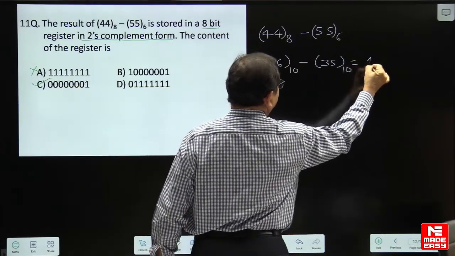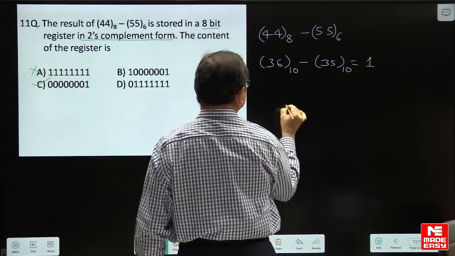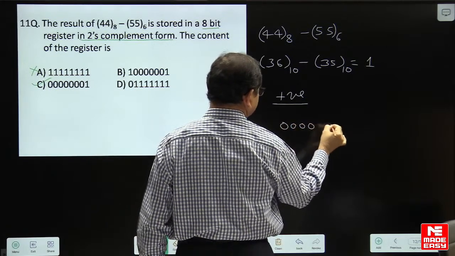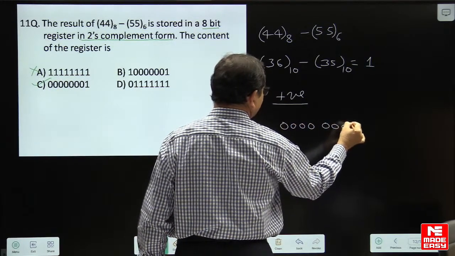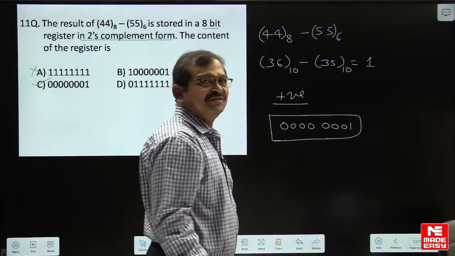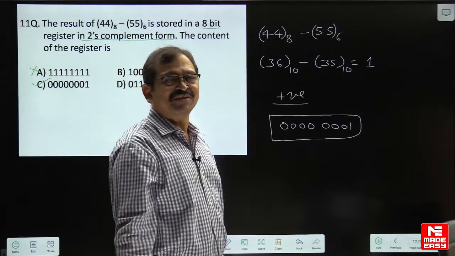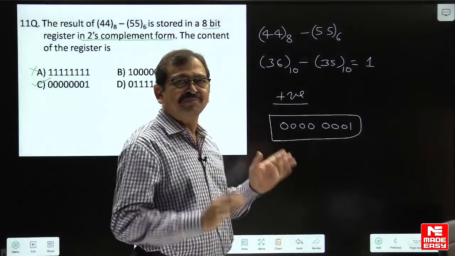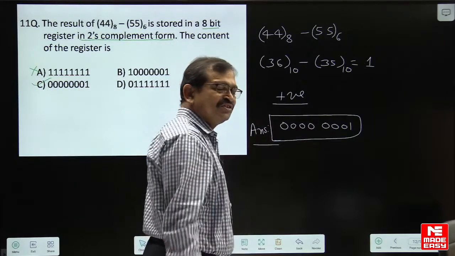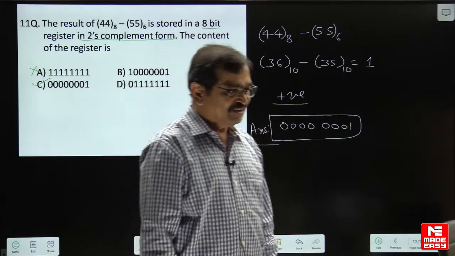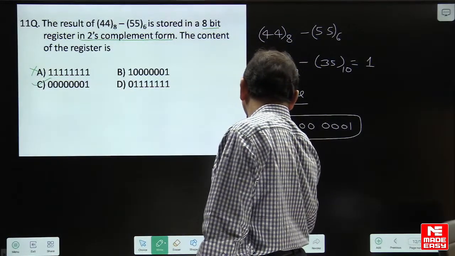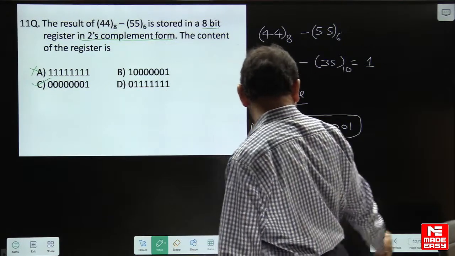So the difference is 1. So our result is positive, right? When the result is positive and it is stored in an 8-bit register in 2's complement form, it is the same as sign magnitude. So sign magnitude, sign 1's complement, sign 2's complement, and the positive numbers will be the same. Hence, the answer to this question is this. I said this is a simple question. All these things we will discuss in the class. Okay? So the answer to this question is option C. Right? Let us move to the next question.